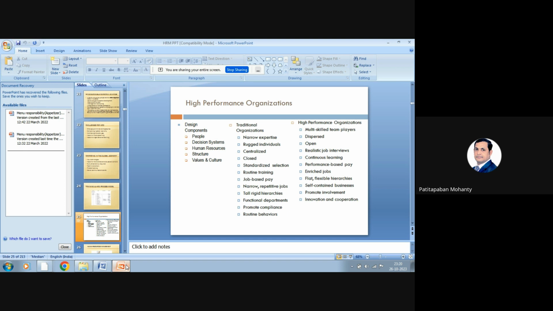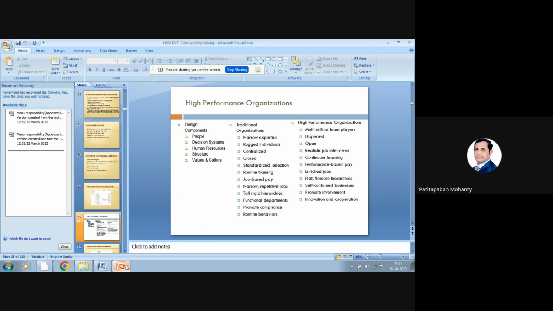Some traditional organizations go for work and pay systems, which is called job based pay. Narrow and repetitive jobs, jobs are very boring, even tasks are very repetitive by nature. Tall rigid hierarchy is a bit imbalanced. Then functional departments, meaning apart from the human resource department, there are some other functional departments. Then promote compliance, which also creates a deviation. Then routine behavior is very routinized. So these are the kind of traditional organizations that, a few decades back, we were having.